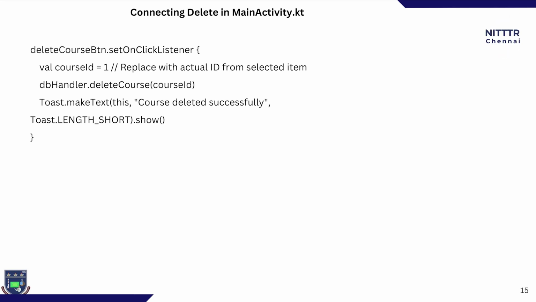Next we have dbHandler.deleteCourse, so whatever course ID you have given will be deleted. If it is not present, a toast message will be shown. Otherwise, a "course deleted successfully" message will be displayed. So here we take the ID of the course we want to delete, call the deleteCourse method, and show a confirmation toast message about the deletion.